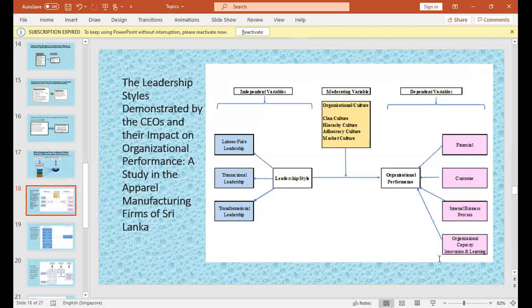You can see it's a moderator, and these leadership styles were taken from a model called the full range leadership style model. Then performance was measured through the balanced scorecard. So it had a very strong theoretical backing, and the same core cultures were looked at. So it was, say, coming from pragmatism but to deductive to case study to multi-method kind of thing.